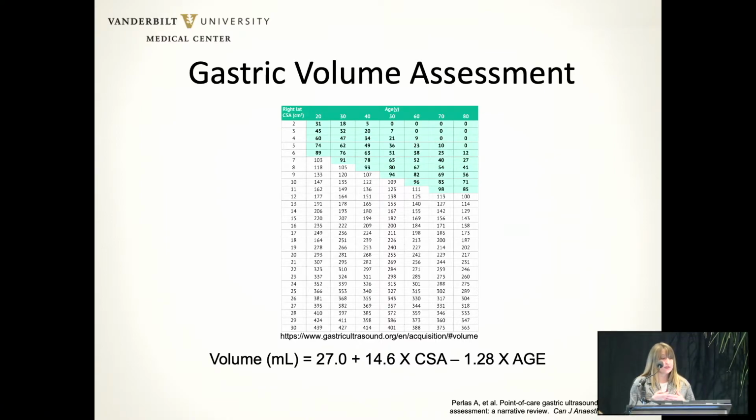So this table is available on their website, gastricultrasound.org. What this table is based on is the linear correlation between the cross-sectional area and gastric volume. I put the mathematical basis for the table underneath, which you can plug your cross-sectional area into, or you can just pull up this table and use it that way. And as I mentioned, a volume of less than 1.5 mLs per kg is obviously low risk for aspiration.